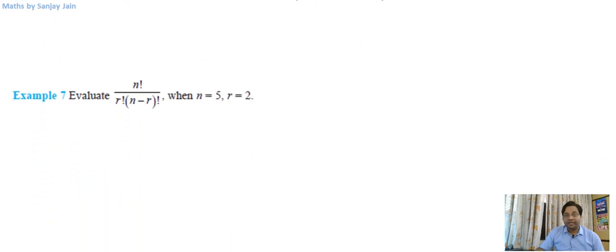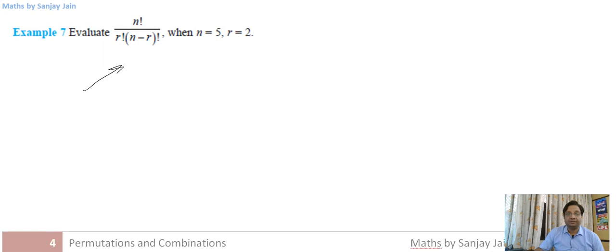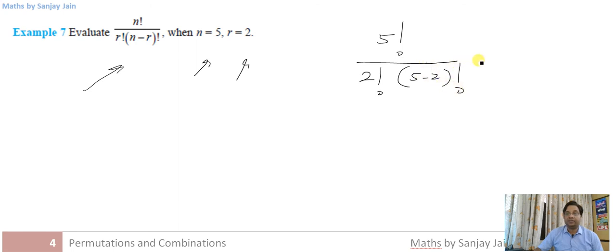Now we need to evaluate this expression: n factorial by r factorial into n minus r factorial. This has got a special meaning which we will study in this chapter, but right now we just need to put values of n and r in this and calculate. So if I put n equal to 5, it will be 5 factorial in the numerator, r factorial means 2 factorial, n minus r factorial means 5 minus 2 factorial. This is the expression that we need to calculate. So 5 factorial divided by 2 factorial into 3 factorial.